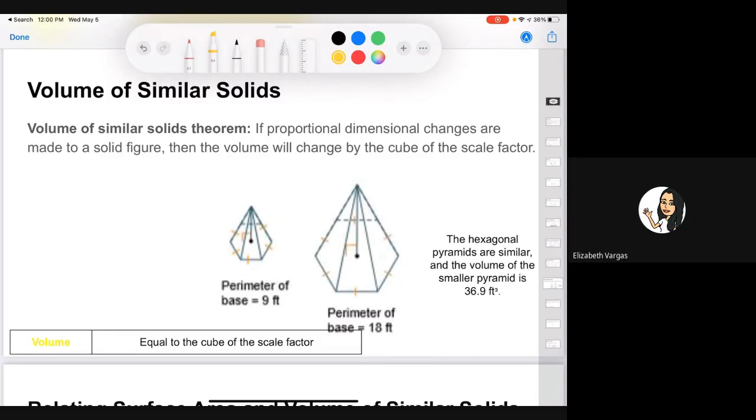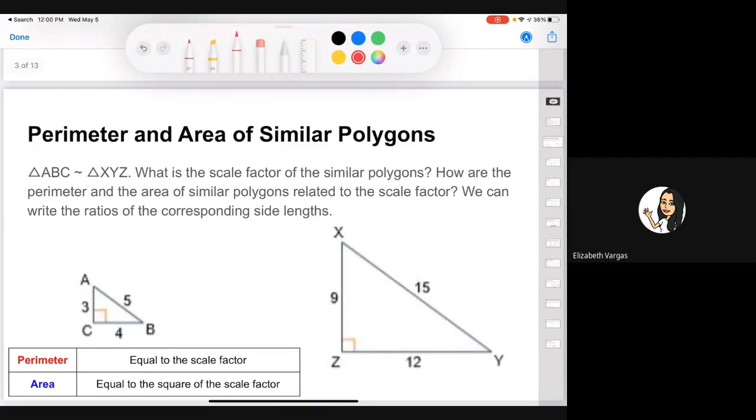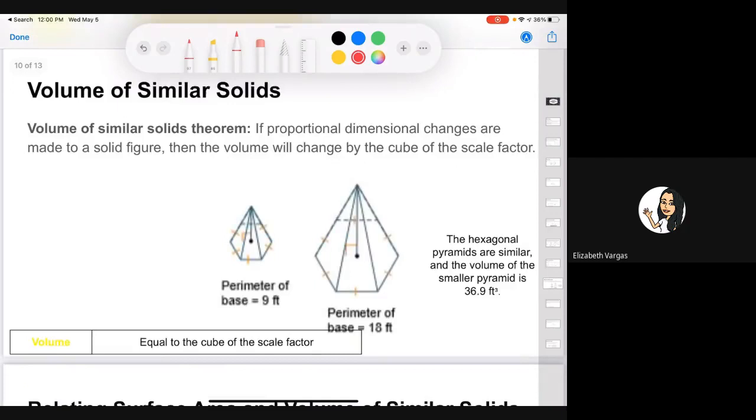Okay, so here we're given my perimeter, that's what we're given to start with, okay? Remember that we identified that the ratio of my perimeters is equal to the scale factor. So if I find how my perimeters are related to each other, I'll be able to find my scale factor. So big over small, that is equal to 2. So my scale factor is 2.